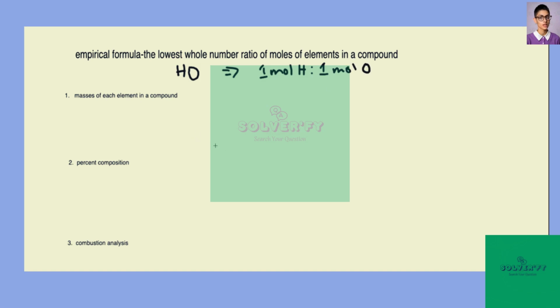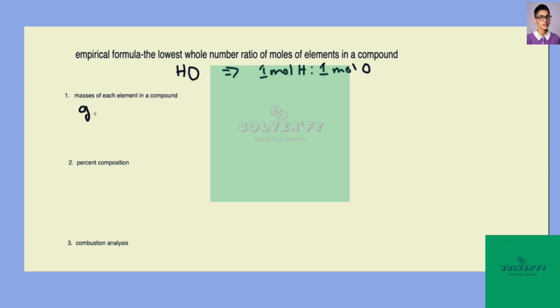There are 3 different ways in which data may be presented to find the empirical formula. The first is that you may be given the masses of each element in a compound. So for example, grams of hydrogen, grams of oxygen.